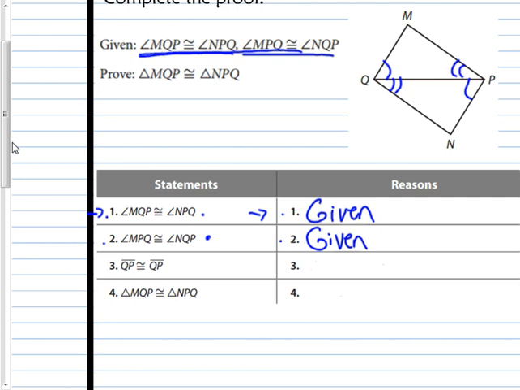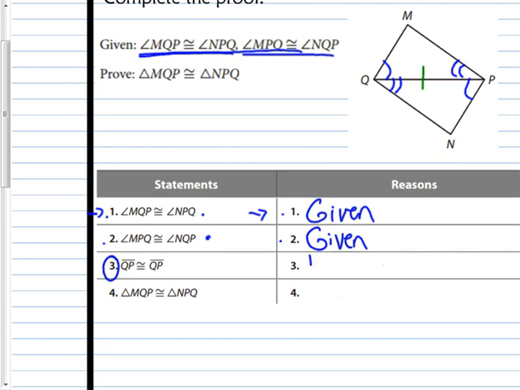If you were writing it out yourself, I would divide them up, but sometimes you have to see, like, do you have enough steps or not? And I'll explain that more in class, okay? So what we're trying to do is prove that the triangles are congruent, that triangle MQP is congruent to triangle NPQ. Well, what else do I know? Well, as we practiced in class, we know that QP is congruent to QP, which they gave us, number 3. QP is congruent to QP.